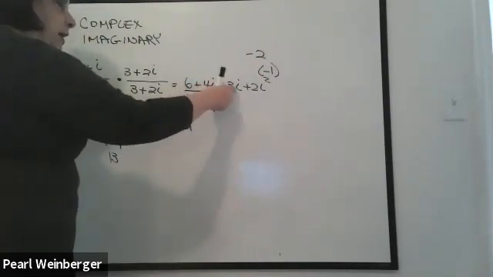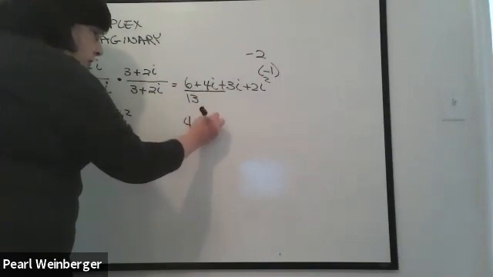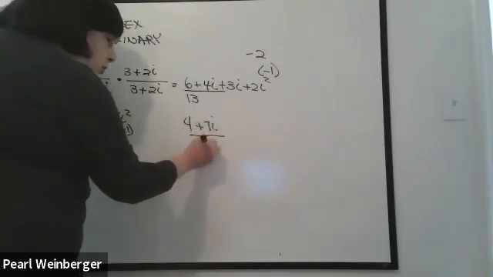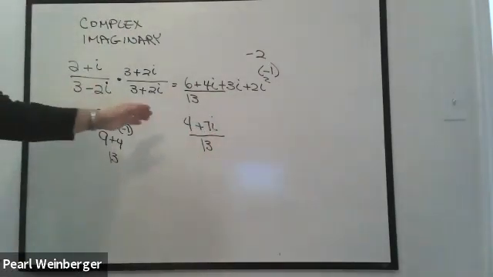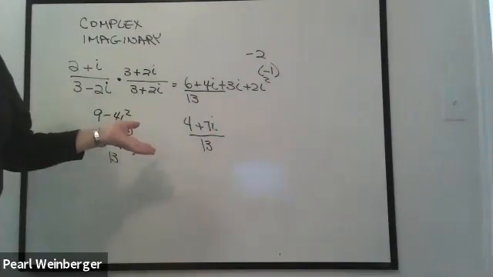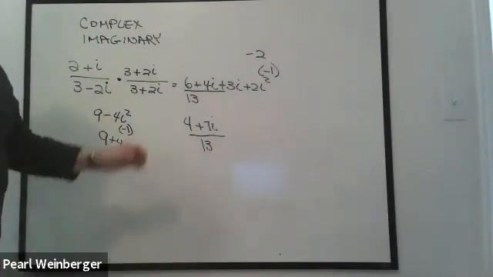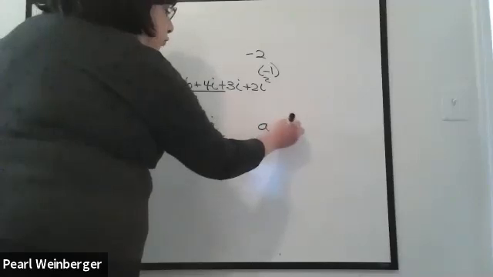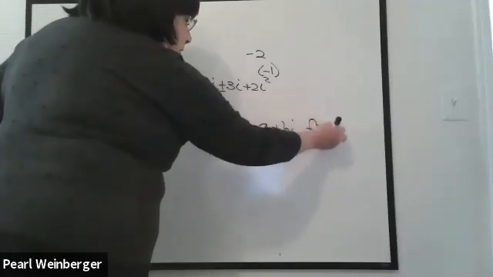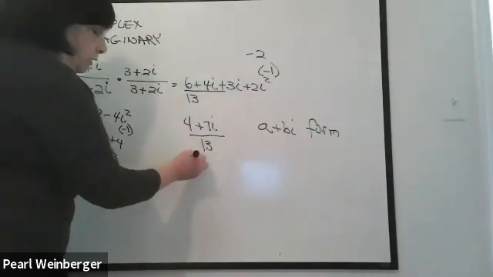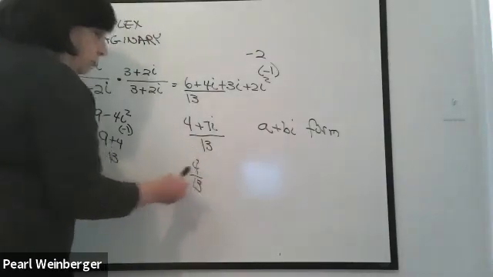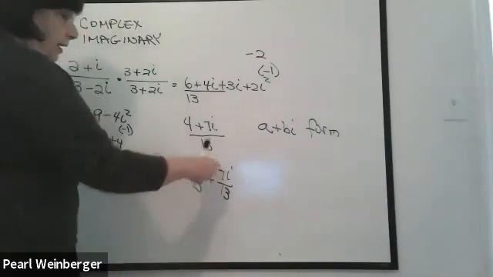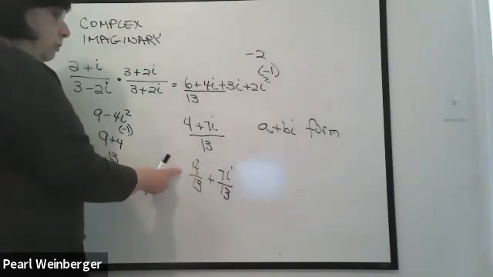And 4i and 3i is 7i. So here's my real part, here's my imaginary part, the 7i. It all goes over 13. This is a perfectly good way to write the answer, though sometimes what we do is put it in what's called a plus bi form. And what you have to do is separate it. That means put the 4 over the 13, that's your a, plus the 7i over the 13, that's your bi. So this would be the proper format.